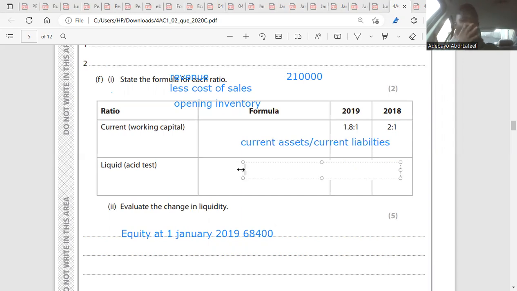Then for acid test ratio, the formula is current assets minus inventory divided by current liabilities. That's the formula for that. Is it clear? What's the numbers on the side?